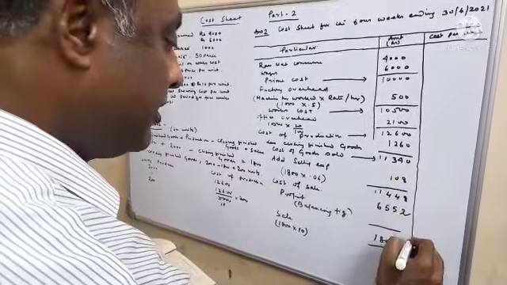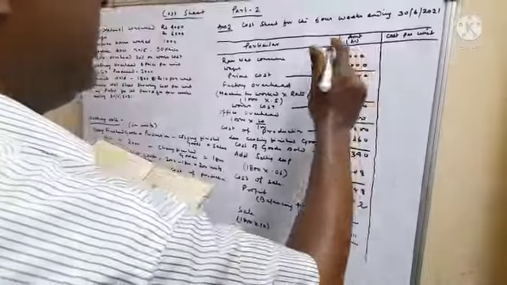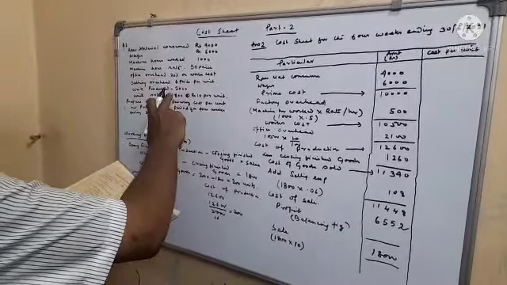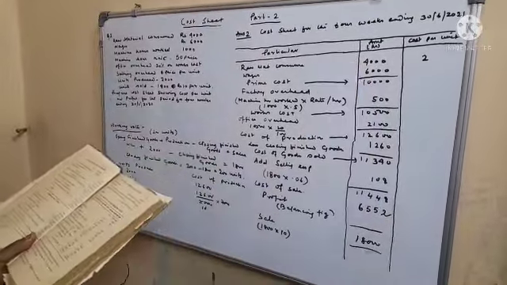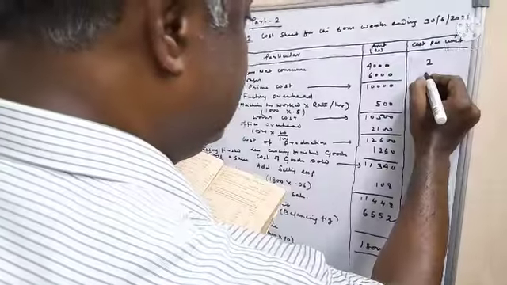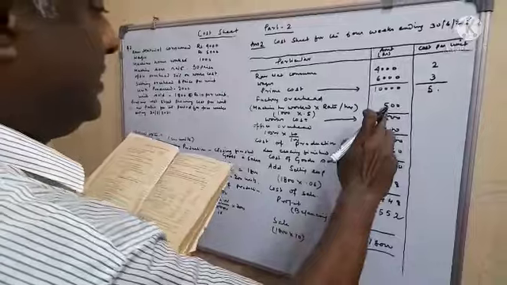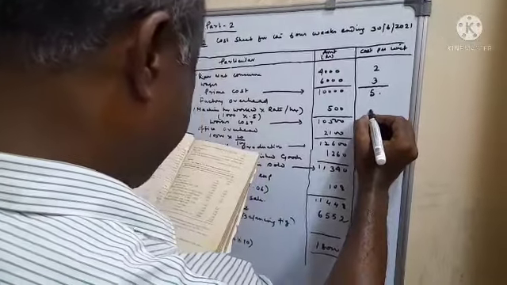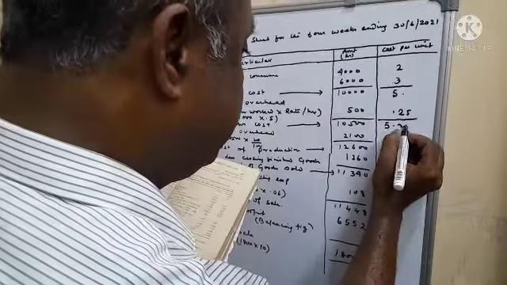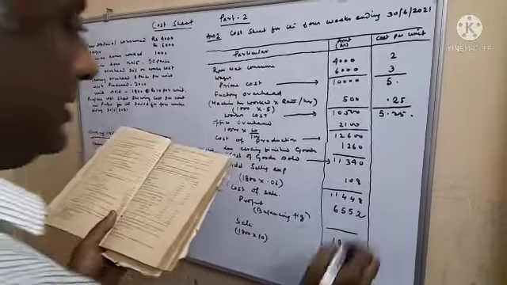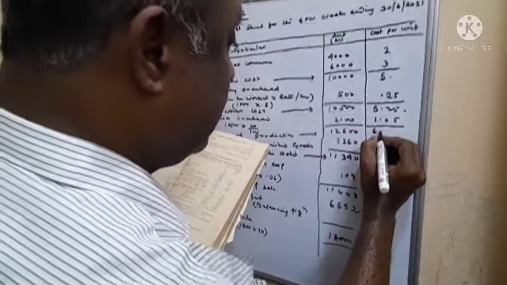Now we have to find out what? Cost per unit. Units produced given 2,000. Here divided by 2,000, it will be 2 rupees. For wages divided by 2,000, it will be 3 rupees. Total will be 5 rupees. Here divided by 2,000, it will be 0.25. Result will be 5.25. Again divided by 2,000, it will be 1.05. 6.30.